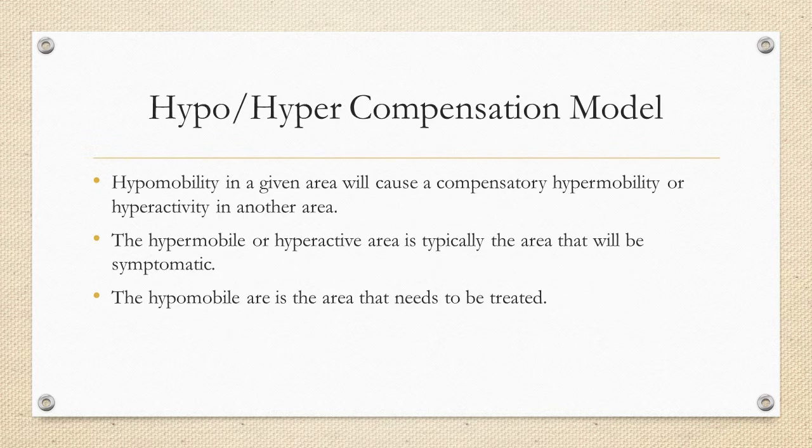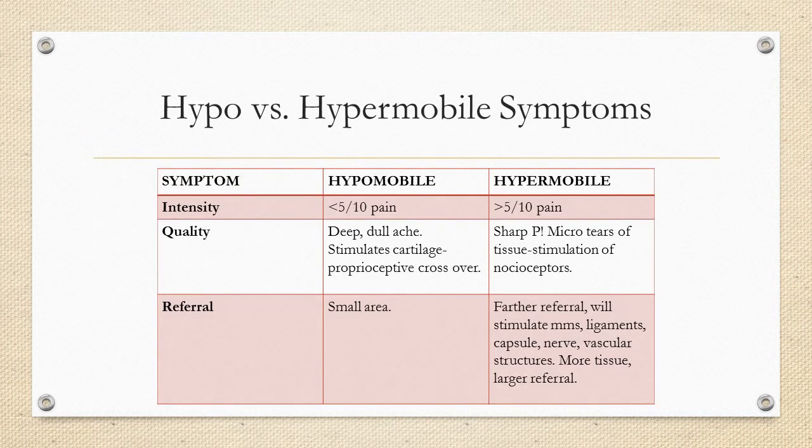The hypo-hyper compensation model basically states that hypomobility in a given area will cause a compensatory hypermobility or hyperactivity in another area. The hypermobile or hyperactive area is typically the one that is symptomatic or very painful. But as I described just a moment ago, that hypomobile area is the area that really needs to be treated so that we can decrease that hypermobility or hyperactivity. And in this chart, we can see some of the signs and symptoms regarding hyper and hypomobility.